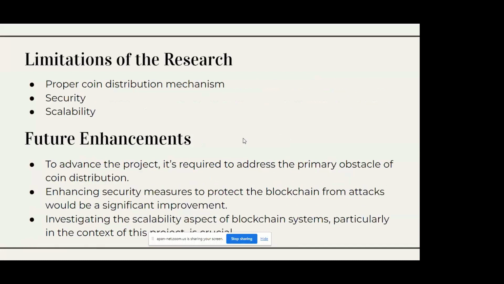So when it comes to limitations in the system, not having a proper coin distribution mechanism, and security and scalability, can be presented as limitations. And when it comes to future enhancement, we can also work on these aspects: proper coin distribution, security and scalability can be researched and advanced in this particular system.